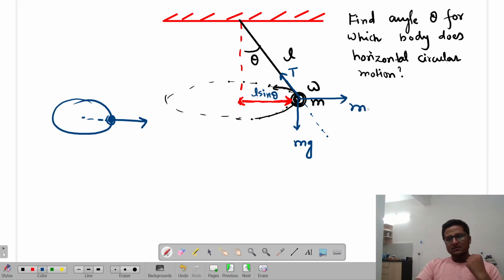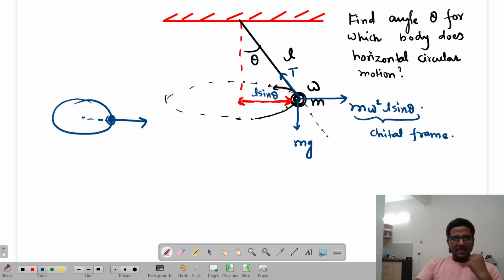So this will be m omega square L sine theta. Are you able to get me or not? With respect to which frame is this m omega square L sine theta? Non-inertial frame. Remember this is with respect to the frame of an observer sitting on the particle itself. If the observer sits at the center, the direction of this thing will be inside. Are you able to get me or not?